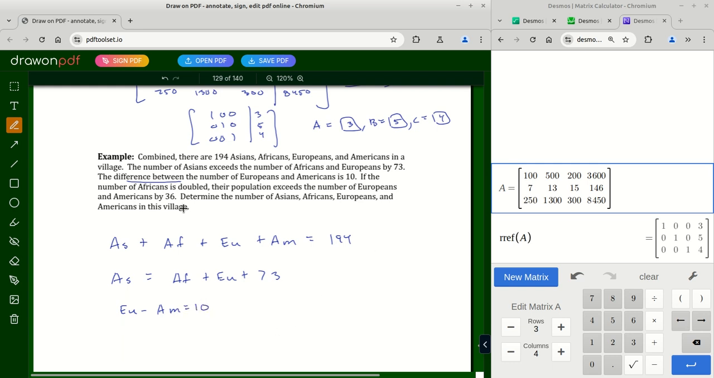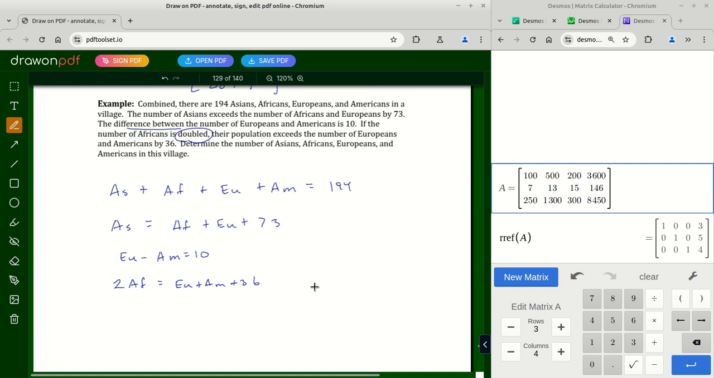And then finally, if Africans were doubled, on your homework you might see it say tripled or doubled. It depends on the randomization, so watch out. So 2 times Africans, again, exceeds the number of Europeans and the Americans by an additional 36. This is kind of like our proto-equation. What we want to do is now set this thing up much better. So if I move these guys over, they're going to be negatives now. But here we go. Basically, Asians, Africans, Europeans, Americans equals a number.